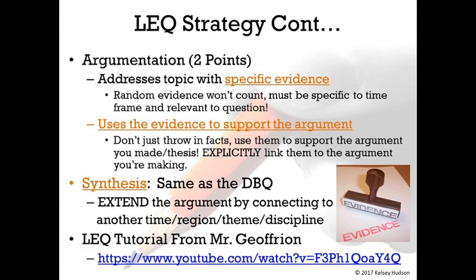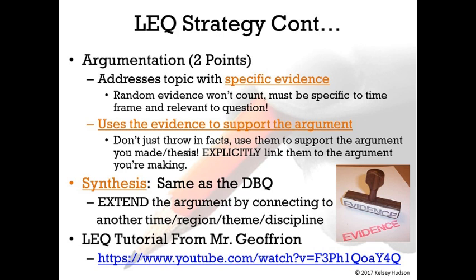The second point is for using that evidence well. You don't just throw the evidence in there, you analyze it. You show how that evidence links to your answer to the question. This is like the SAQ though, in that it has to be explicitly linked, or like the synthesis. Your reader can't guess what you mean or try to make the link for you between your evidence and the argument. It has to be written in the essay.